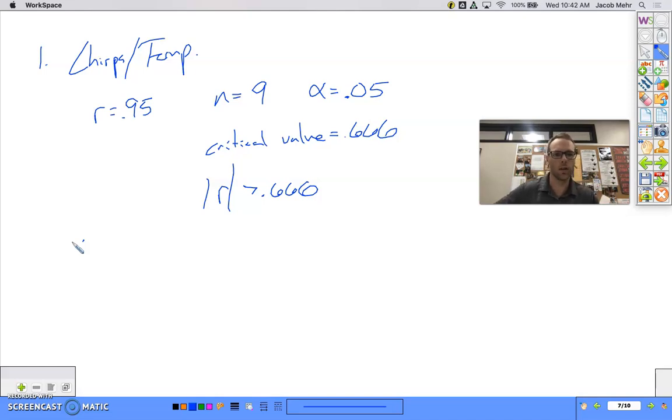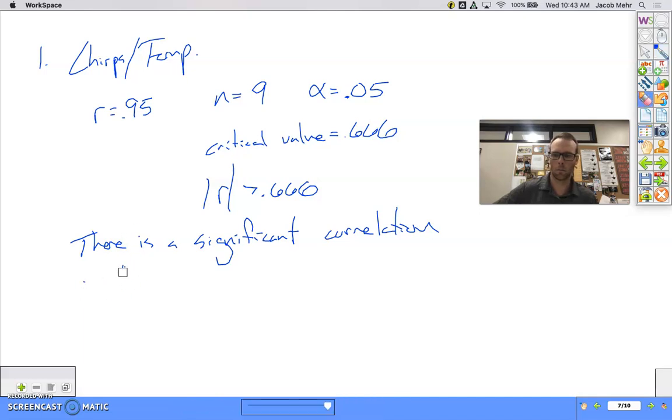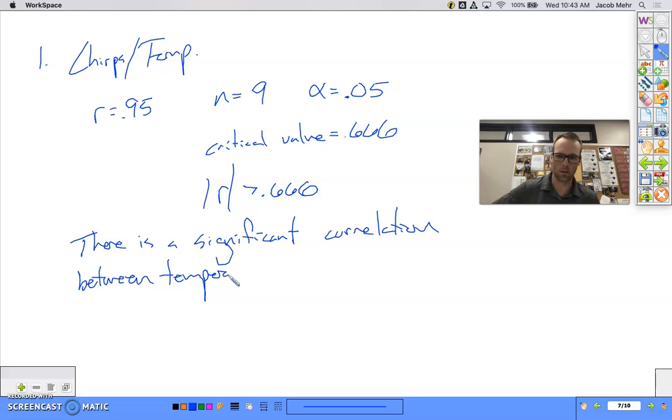So what does this show us? What is our conclusion? Our conclusion is that there is a significant correlation between temperature and chirps in the population.